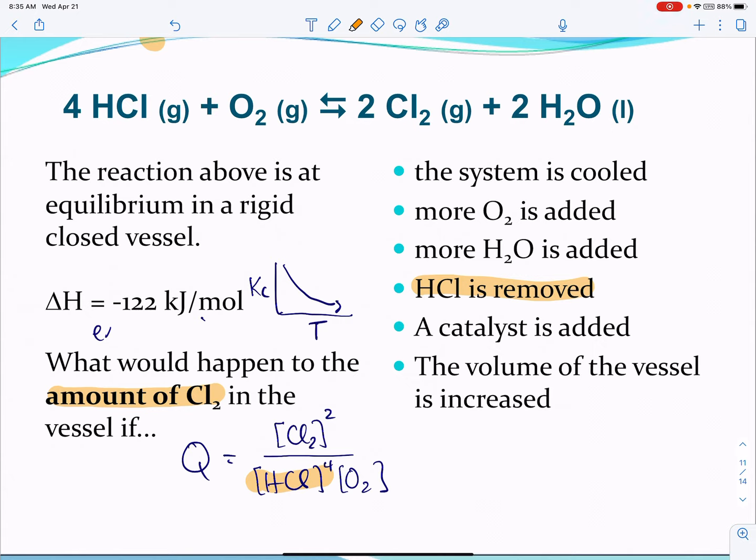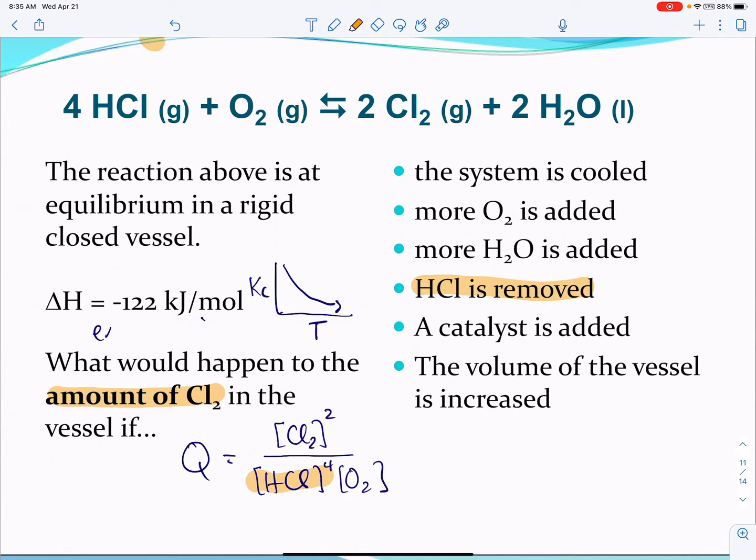Kc is unaffected because temperature didn't change. Therefore, Q is now bigger than Kc. So a backward shift in equilibrium will occur. And if the reaction shifts backwards, it will use up some of the chlorine. You'll end up with less chlorine at the new equilibrium.